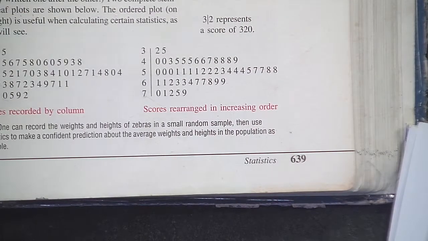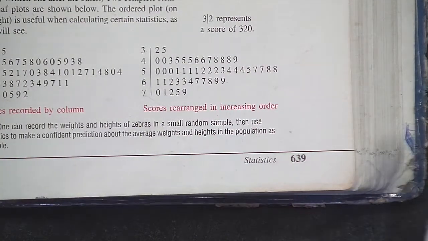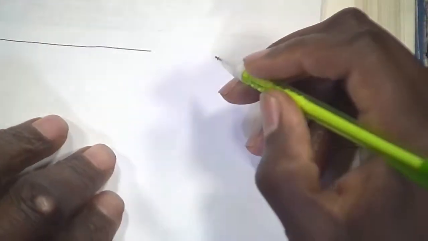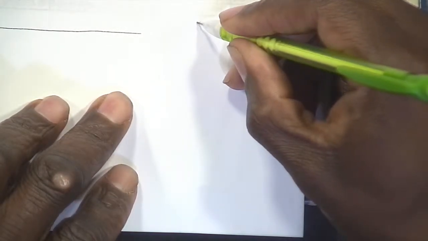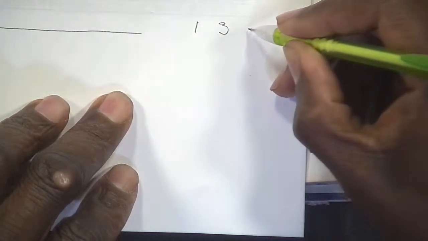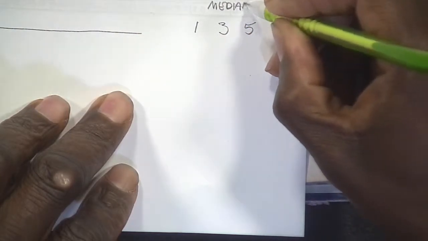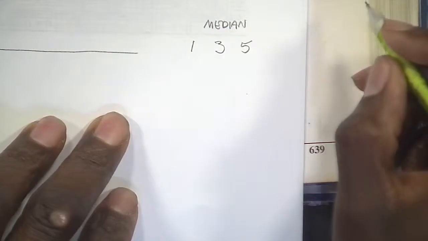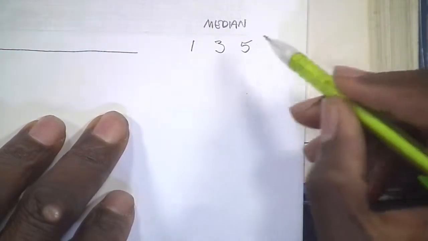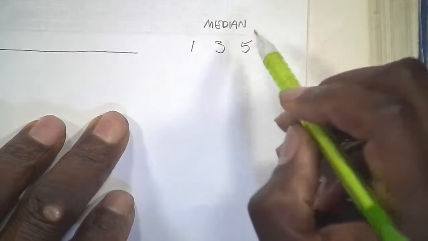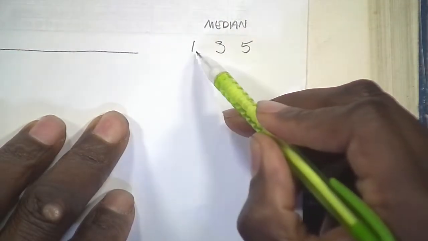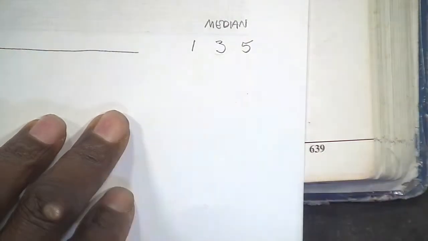Let's talk about median before we get started. If you have a set of numbers like 1, 3, and 5, we're just talking about what is a median, because if you don't know what a median is, you can't really produce this box whisker diagram. So the median term here would be the middle term. The median, the middle of these three numbers, would be 3. So the median would be 3.